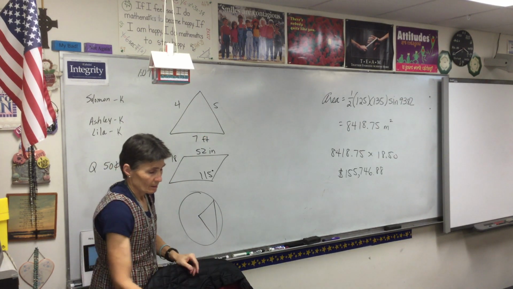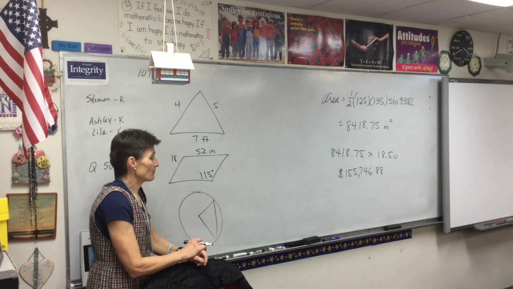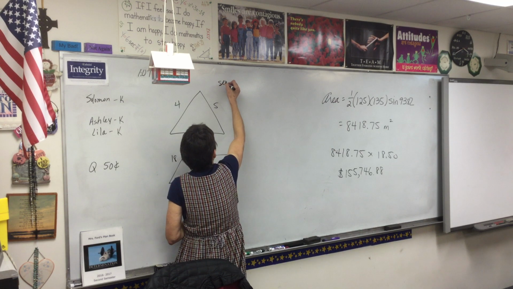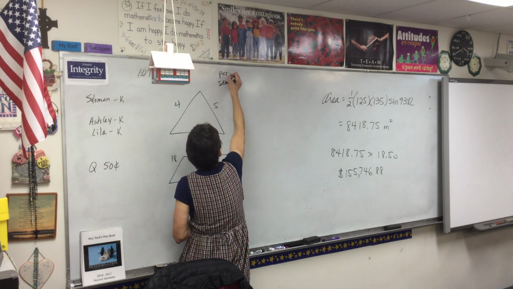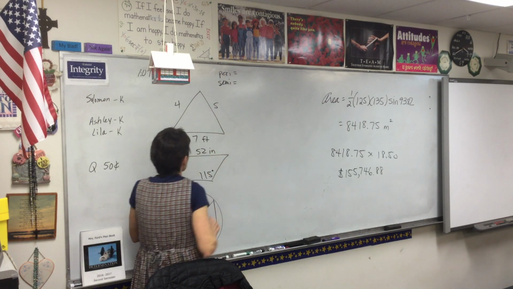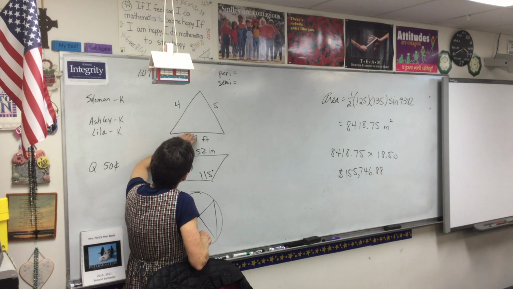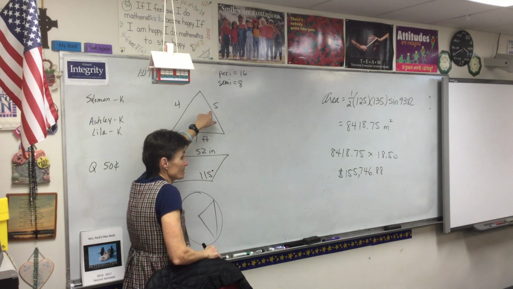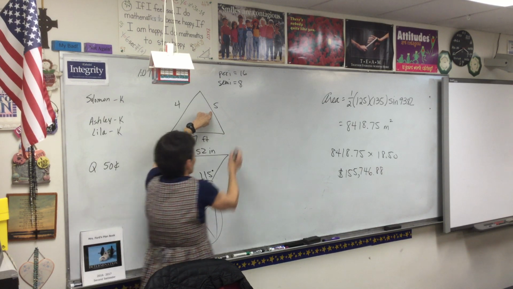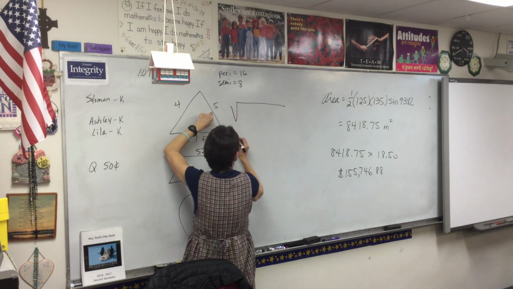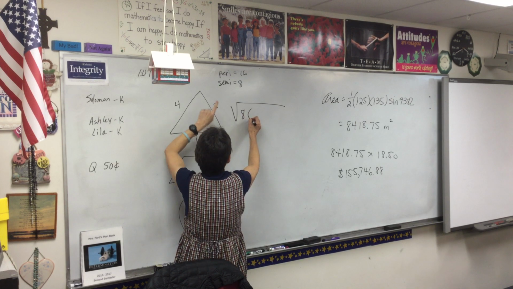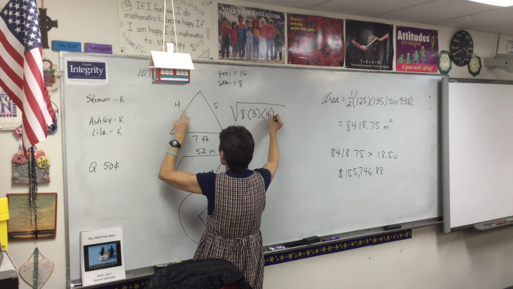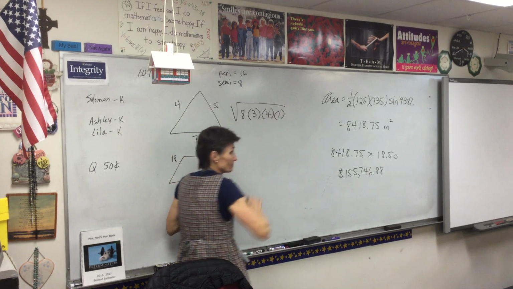Hero. So if we're gonna use Hero, the first thing we have to figure out is what is our perimeter, and then we'll find our semi-perimeter. So what's our perimeter? 16. So your semi-perimeter is 8, and your area then will be 8 minus 5, 8 minus 4, 8 minus 7.